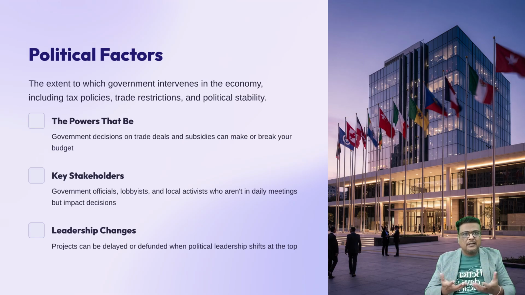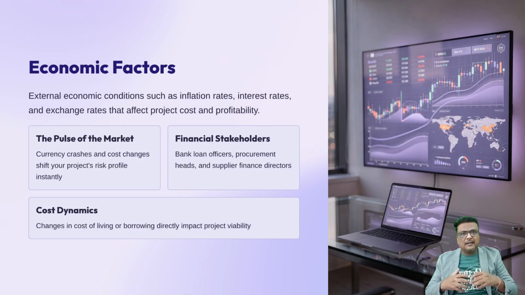Now, while politics sets the stage, the money is what keeps the show running, which leads us straight into the world of economic factors. Now we have to tackle economic factors. Formally, these are the external economic conditions such as inflation rates, interest rates, and exchange rates that affect a project's cost and profitability. In everyday speak, this is the pulse of the market.